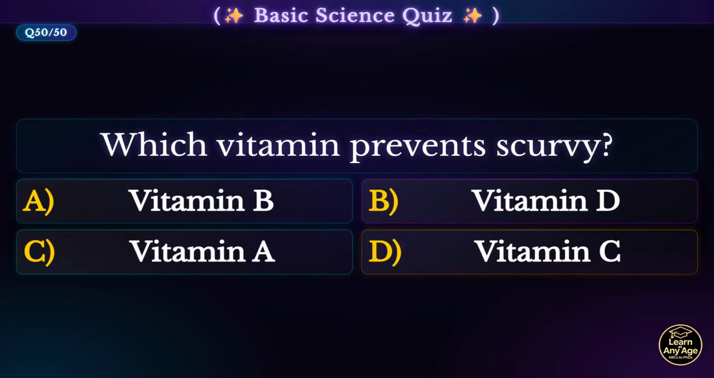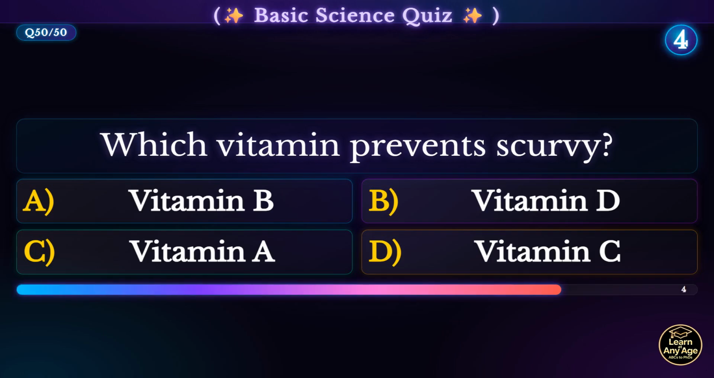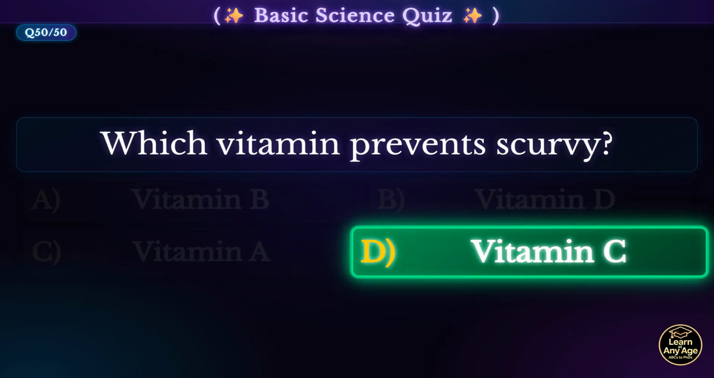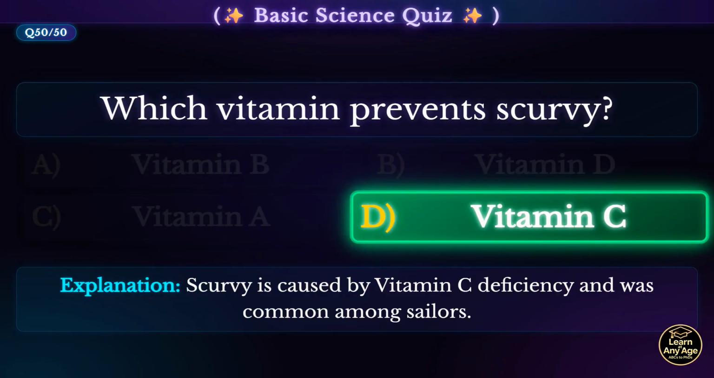Which vitamin prevents scurvy? Vitamin B, vitamin D, vitamin A, vitamin C. Vitamin C. Scurvy is caused by vitamin C deficiency and was common among sailors.